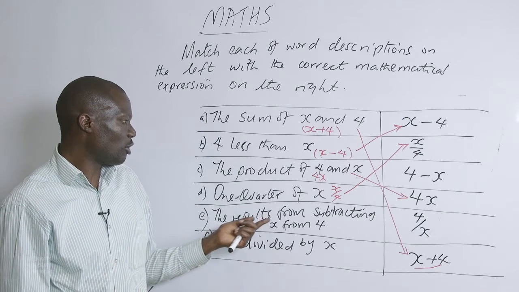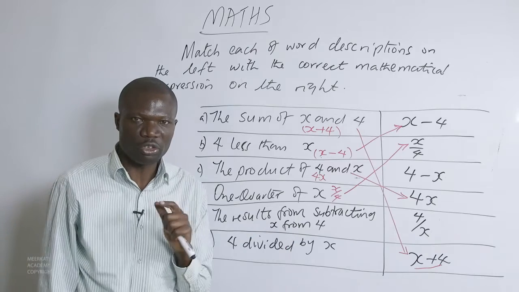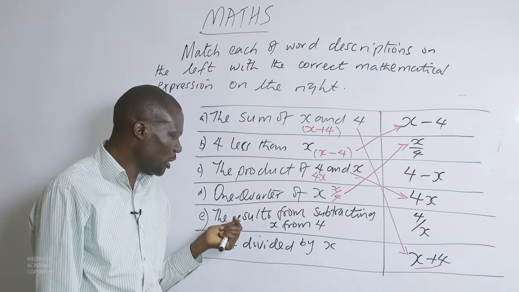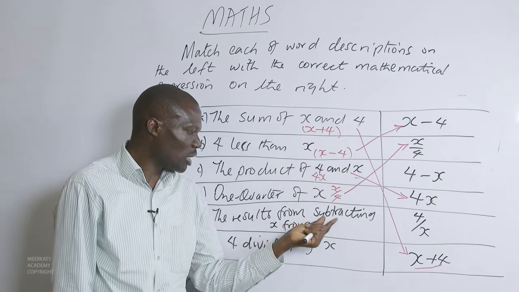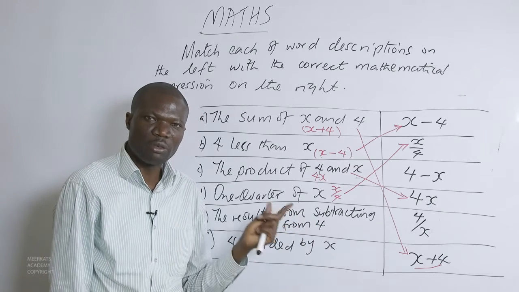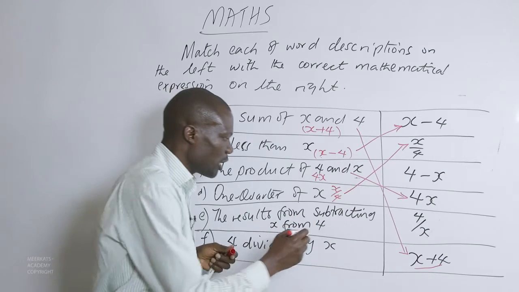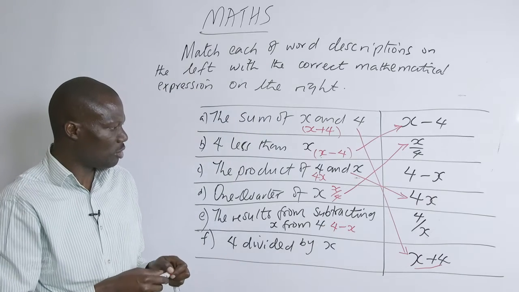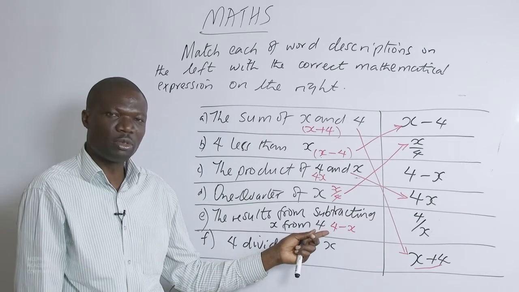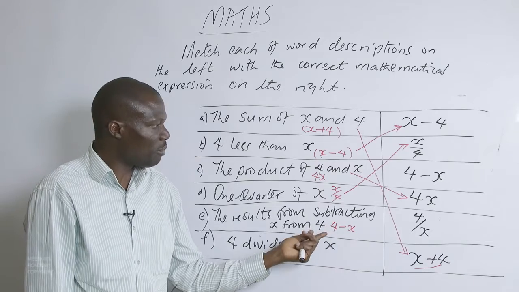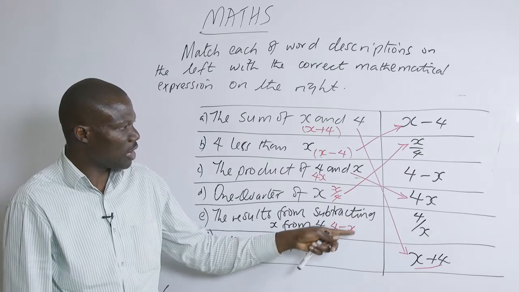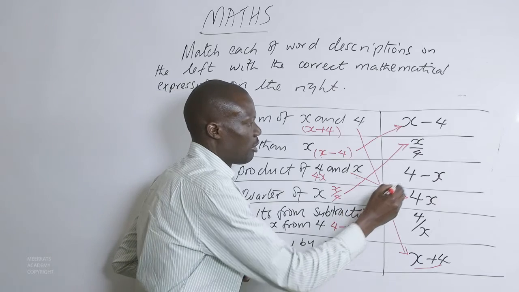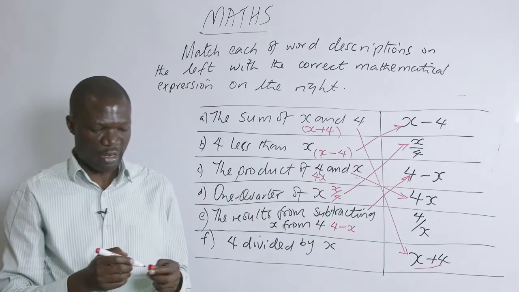So results from subtracting x from 4. Note this. This is the expression we are looking for. Results from subtracting x from what? From 4. So that means that we have 4 subtract the x. So this is the result obtained when we subtract x from 4. So when you look at an expression which looks like this one here, it is right here. So we shall match this one here with the expression that we have there.